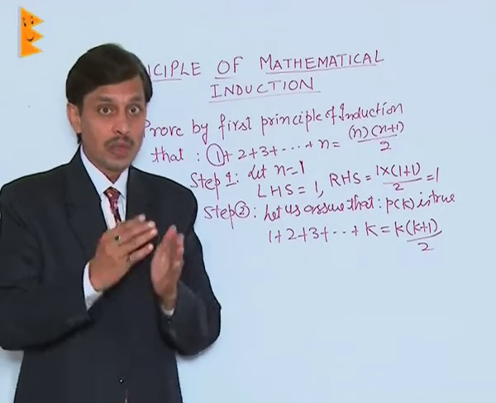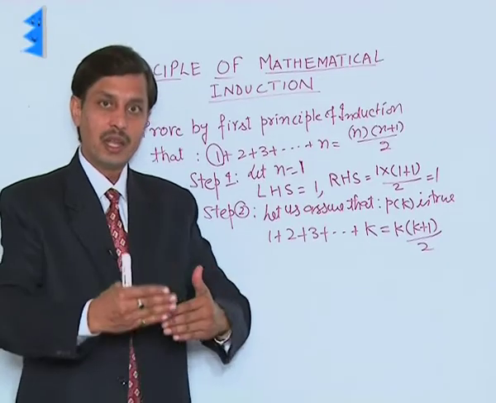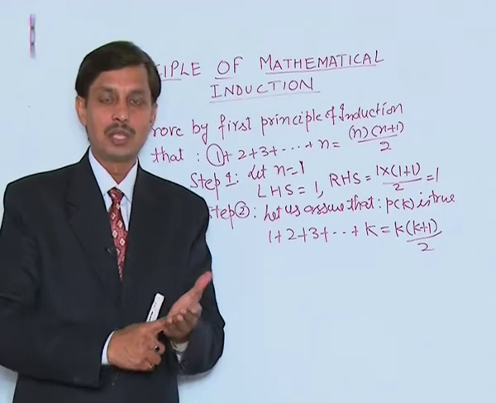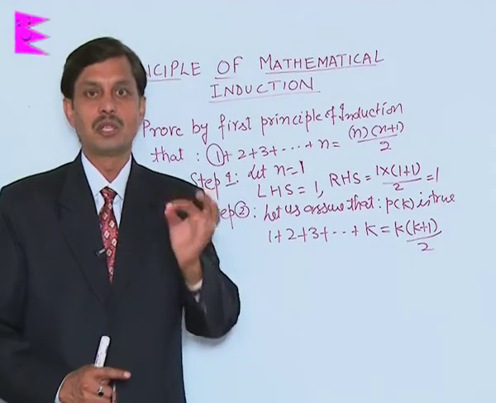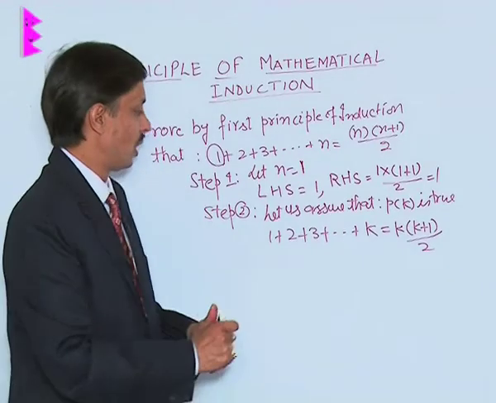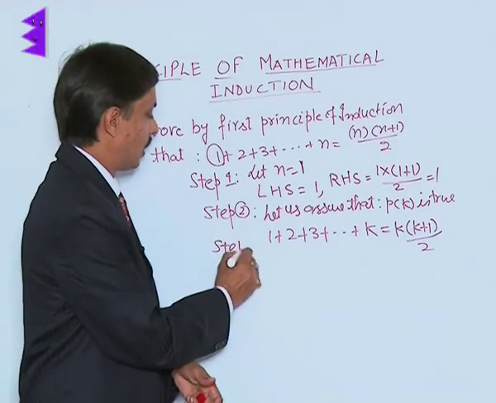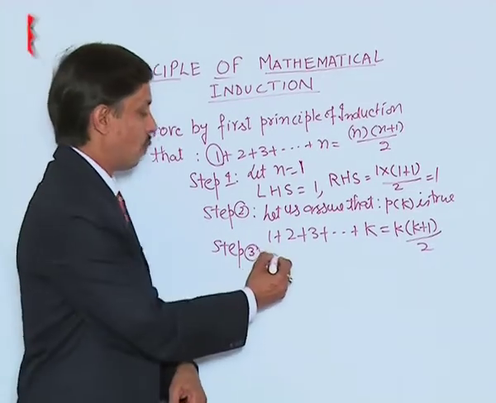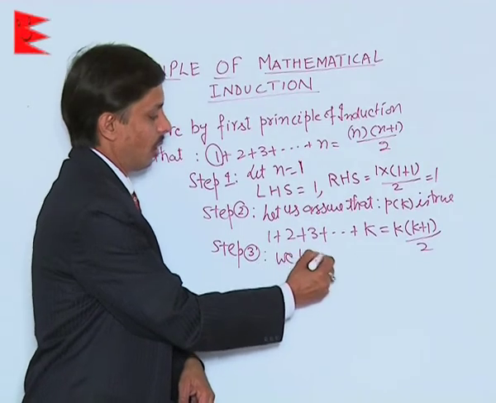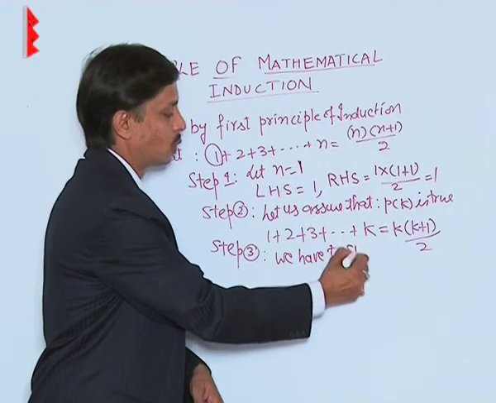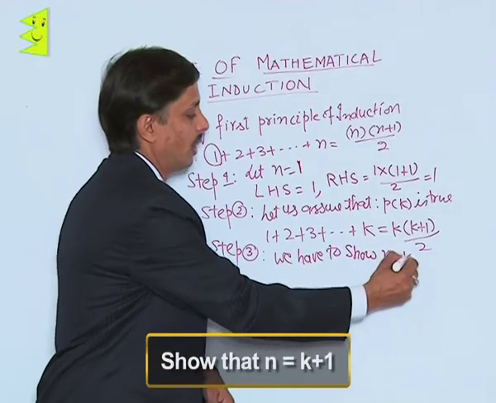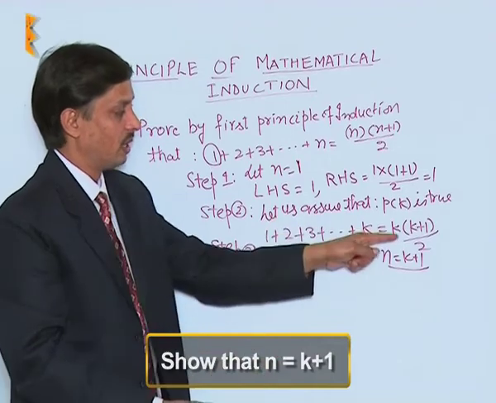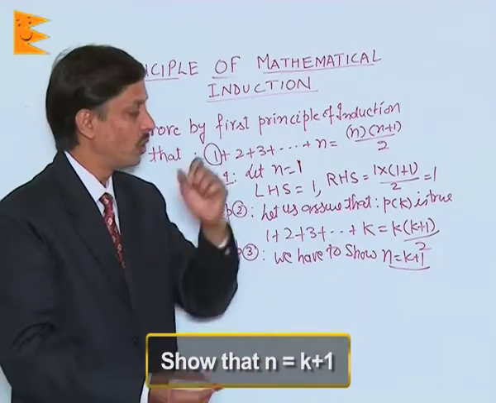If it is true, now we need to verify that it is true on the next step too. What will be the next step? This step is n is equal to k. The next step is n is equal to k plus 1. So step number 3, to prove this mathematical statement by induction, we have to show that n is equal to k plus 1. If I take n is equal to k plus 1, then this result must hold true.